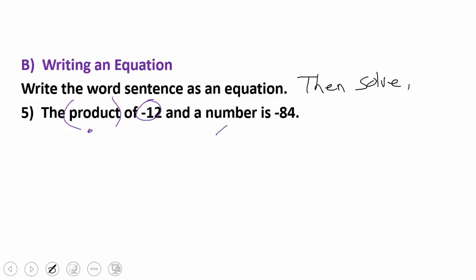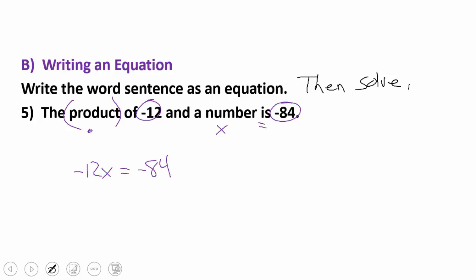Uh-oh, what am I going to do now? That's right, you're going to pick one. The most common one is X. Some people use N, some people use S, some people use R. You can use whatever you want. It doesn't matter, but don't waste time thinking about it. Just put one there. Make your math quicker. Is, that's our equal sign, negative 84. So the product of negative 12 and my unknown number is negative 84.